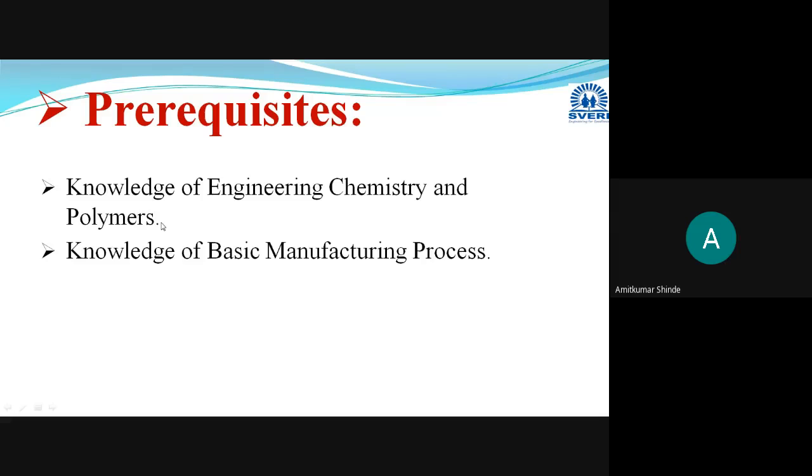After this you require some basic knowledge related to the manufacturing processes. I think you have studied this in your second year's manufacturing process subject. In that you have studied different manufacturing methods starting from casting, and different welding processes also. That part is also needed in our next chapter. You should be aware of the basic manufacturing processes.